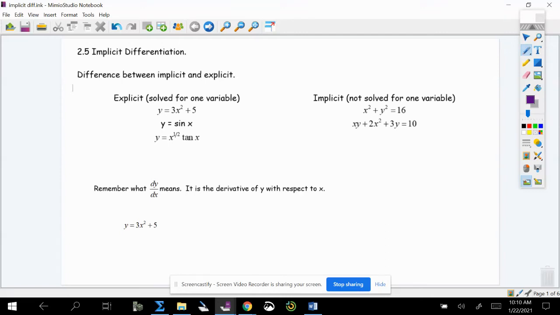Section 2.5 is called implicit differentiation. And really, today's lesson is going to open up our ability to derive a whole other group of equations, looking at things that aren't as directly stated.